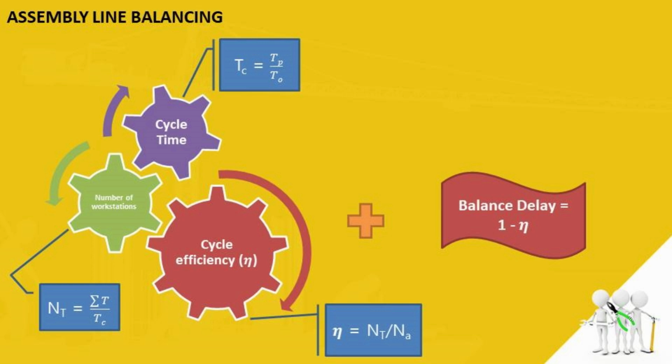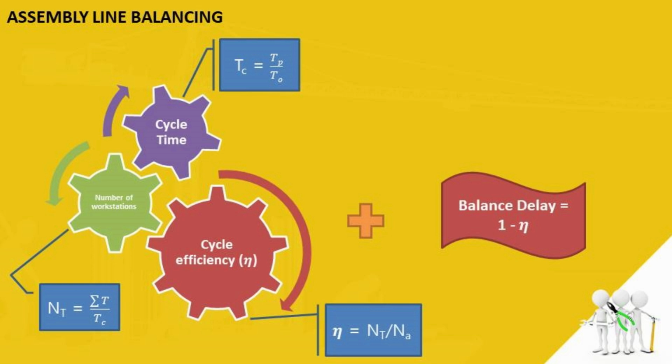There are certain features, or basically you can call them the tools, which have been developed over many years for assembly line balancing. First being the cycle time. It is denoted by T suffix C and is given by production time per day upon required output per day.